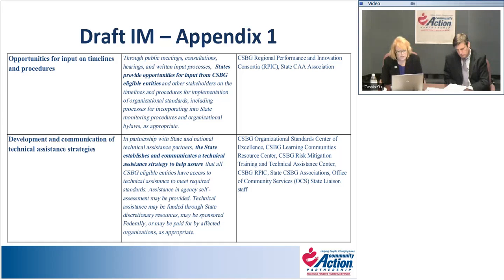The third, the next one, is developing communication of TA strategies. And again, I know we've been talking with a lot of folks about the state and federal accountability measures that are in draft form. There are pieces there around technical assistance strategic plans at state levels as well as at the OCS level. But be thinking about training and technical assistance. We'll talk a little bit later in this webinar about some tools and resources that currently exist to help agencies get to meeting the standards. In partnership with state and national TA partners, the state establishes and communicates a TA strategy to help assure that all entities have access to technical assistance.